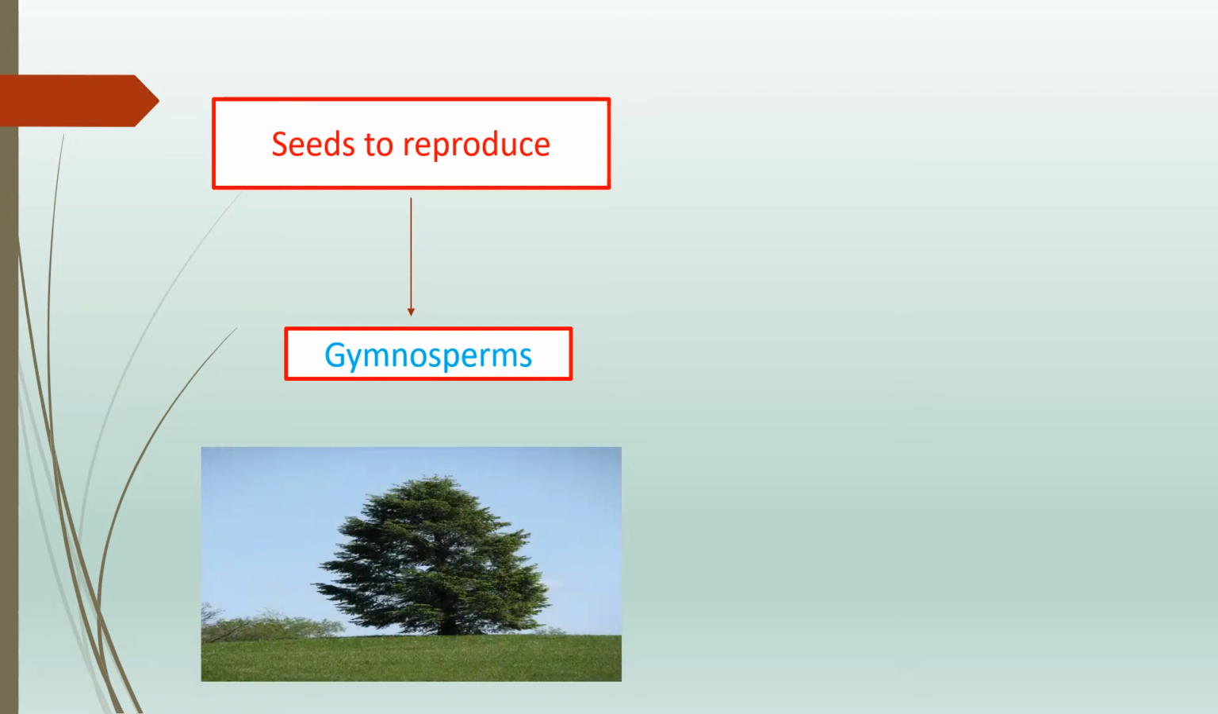Seeds to reproduce. Some non-flowering plants still produce seeds. This type of plant is called gymnosperm. Gymnosperm means naked seeds. They are called this because their seeds are open to the air with no covering, such as the seeds of flowering plants. One of the major groups of gymnosperm plants is the conifer.